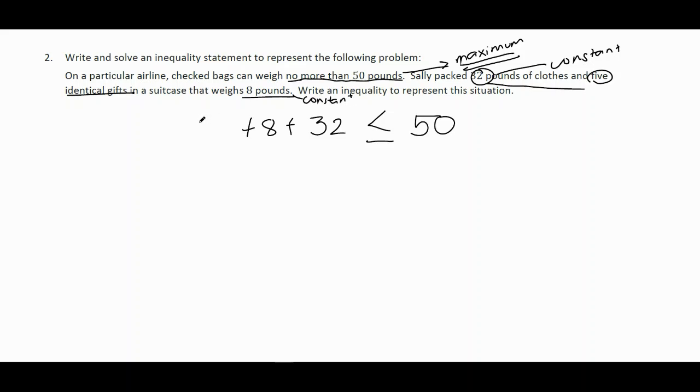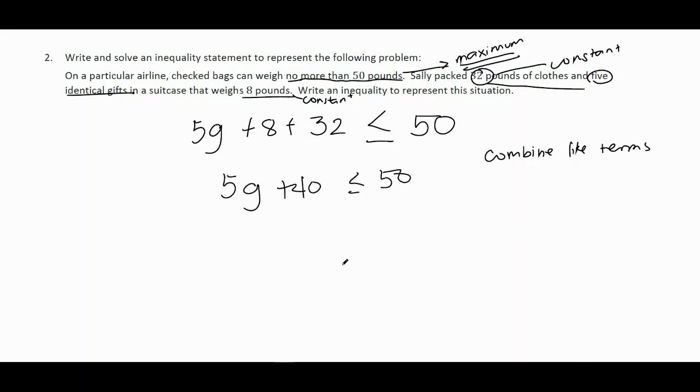So we need to determine the number of identical gifts. So let's use G. All right. So now we're going to have 5G plus 8 plus 32 is less than or equal to 50. So, of course, let us combine like terms first. As you can see, based on the problem, we need to combine 8 and 32 first. So 5G plus 40 is less than or equal to 50.